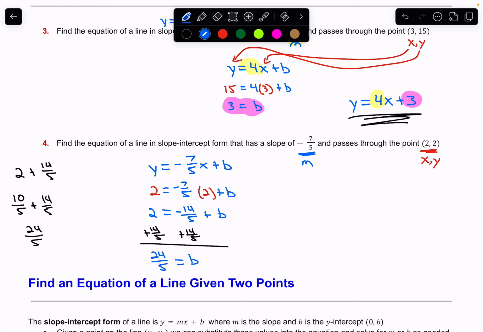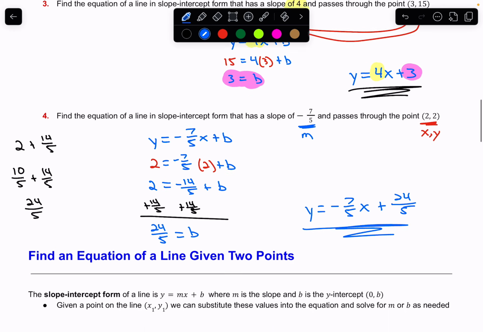And now I can go ahead and write my answer, that y is equal to the negative 7 over 5 we already had, multiplied by x, and then plus that y-intercept, that b value we just found. So in total, y equals negative 7 over 5x plus 24 over 5. All right, now we're going to add one more layer to this.